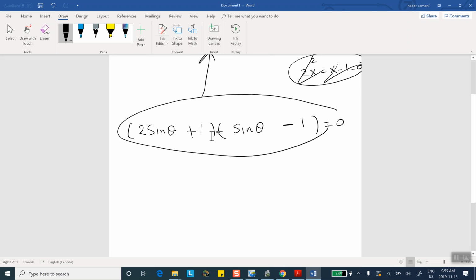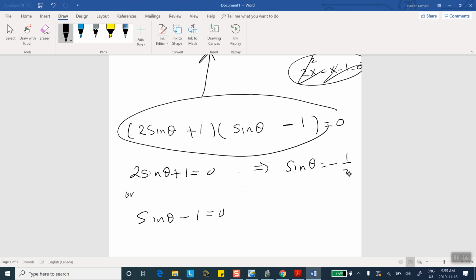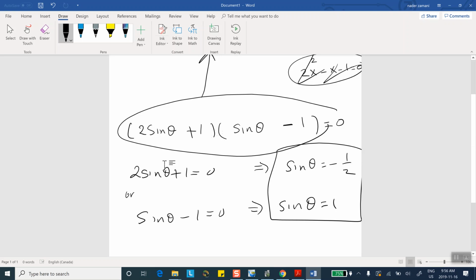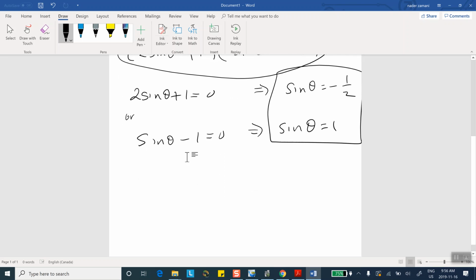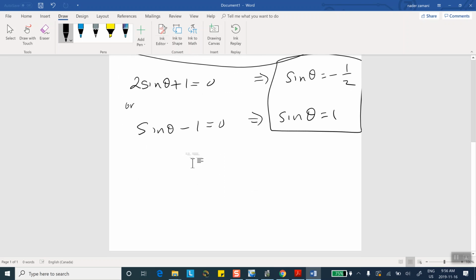Okay, so we have basically 2 sine theta plus 1 equal to 0, or sine theta minus 1 equal to 0. This gives sine of theta equal to minus 1/2, and this gives sine of theta equal to 1. Now, you know how to handle these problems. So you do it separately and then add a multiple of 2 pi, a multiple of the period, to it.